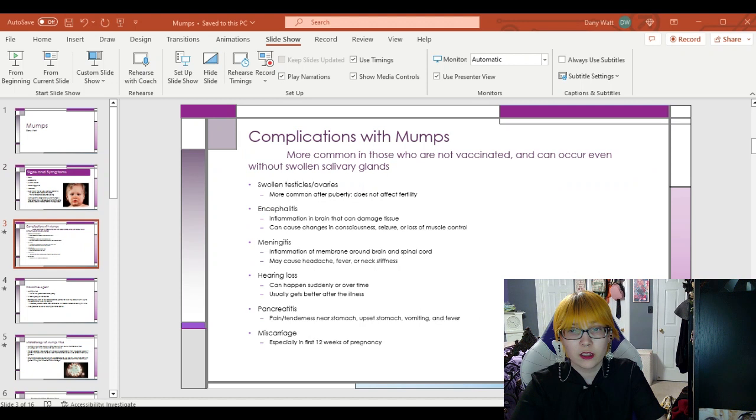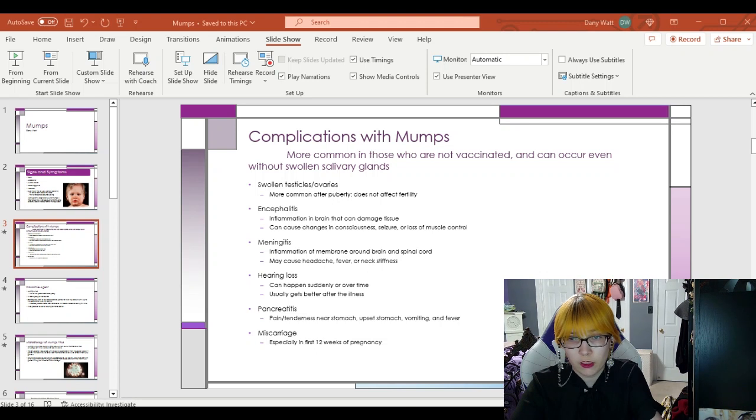So there are some additional complications with it that are not technically symptoms, but they do show up if you have mumps. It's especially common if you are not vaccinated, and they might show up even if you don't get the swelling. Those include swollen testicles in males or ovaries in females. That's more common if you get mumps after puberty, and it has no effect on your fertility. So when the disease goes away and the swelling goes back down, you're completely back to normal there.